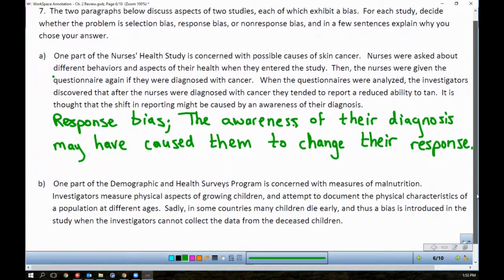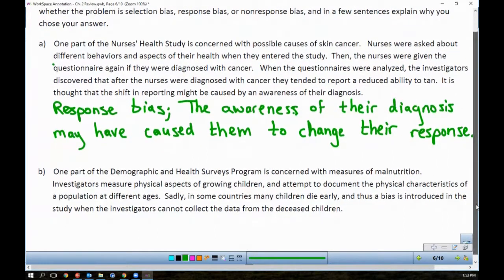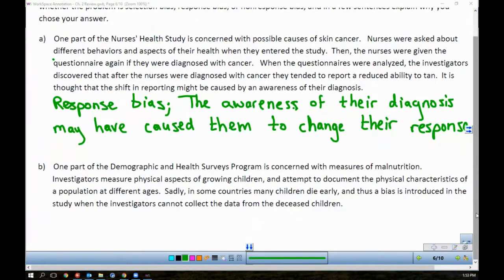Which one? Sure. Were you saying which one you thought it was? No, I was just saying I got you this time. There you go.